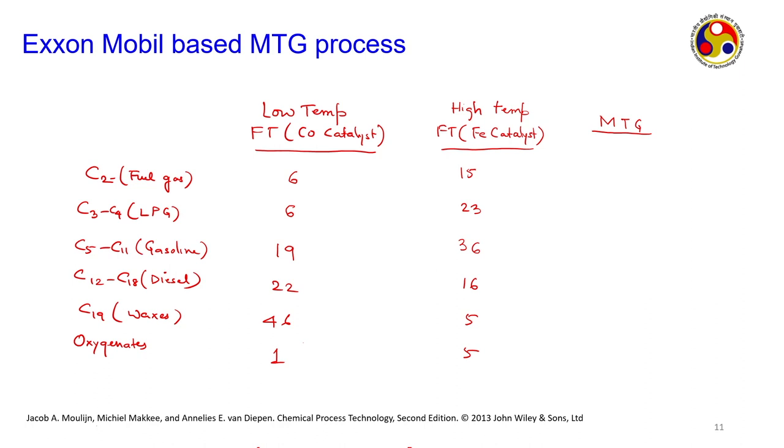Now for MTG, you will be very surprised to know you have only 1% of this fuel gas. The LPG is close to 10%, and remaining everything is between C5 to C11, 89%. So you don't have any product of C12, C18, C19 or oxygenates. You have all this concentrated on 89% of gasoline. That's why many of the industries, if you have a source of methanol, or if you have a source of syngas, it can be used on the site itself, the location itself, to produce gasoline. So one of them is more towards the shorter chain, one of them is more towards the longer chain, one of them is only gasoline. So obviously you will prefer this MTG. That's why this is gaining ground.